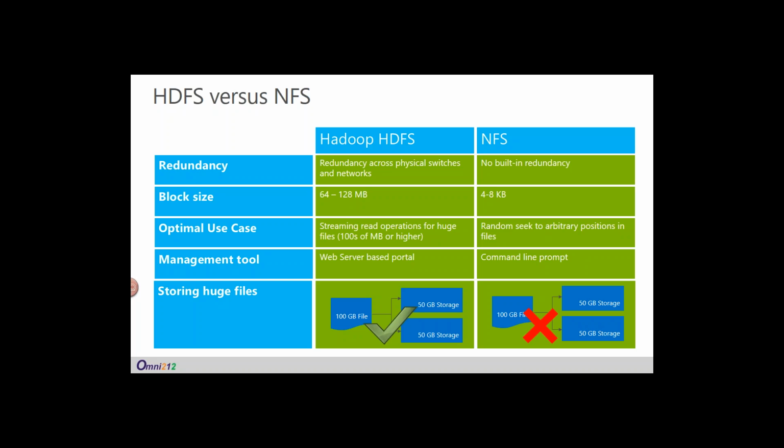Optimal use cases. Hadoop HDFS works best when we have read operations for huge files ranging from a few hundreds of megabits to gigabits or even more. Whereas NFS is suitable for applications which need random access to arbitrary positions in a file, which are basically for smaller files. Management tools. The entire Hadoop can be managed using web server based portals, while NFS has command line prompt based tools for management related activities.